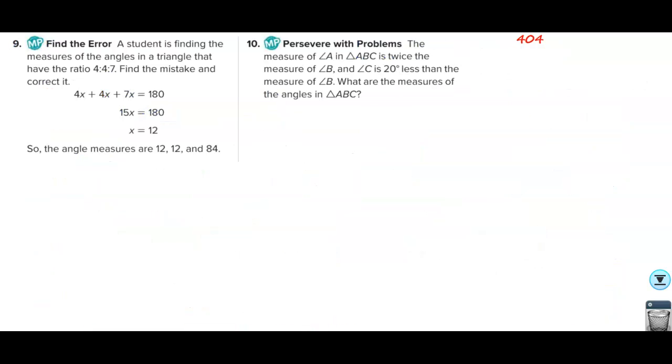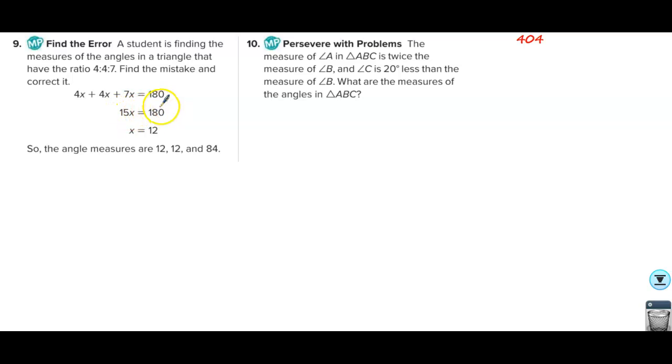All right, so number 9, find the error. A student is finding the measures of the angles on a triangle that have the ratio 4, 4, 7. Find the mistake and correct it. Well, they've set it up right. 4x plus 4x plus 7x equals 180. All right, and 4 plus 4 plus 7 is 15. So they added those together correctly.